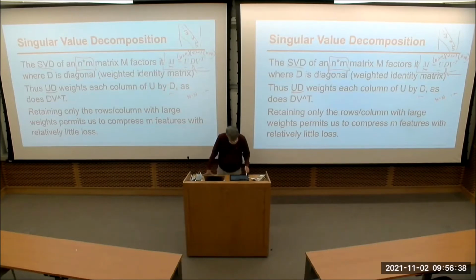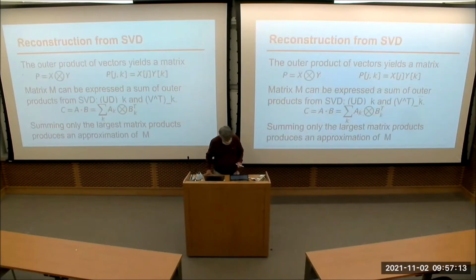Now, if we just keep the rows and columns associated with large weights in D, then you end up having a similar phenomenon as with the eigenvalue decomposition. If we maintain only the rows and columns with large weights, then we will be able to compress the features with little loss. And that is something called singular value decomposition. It's the same kind of idea as before.